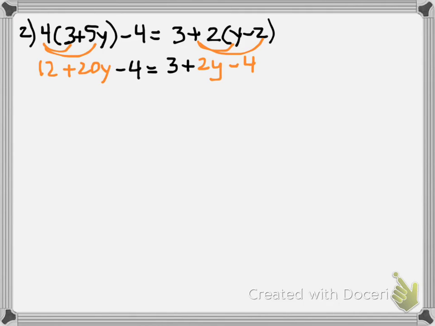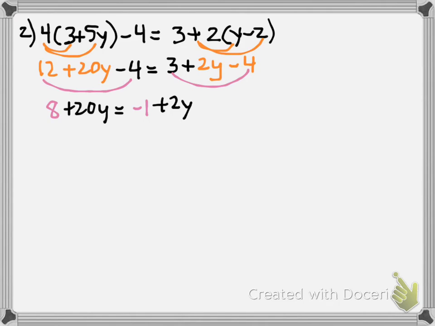Now I do have like terms per side, and so I'm going to combine them up. And I've got, again, constants, so 12 take away 4 is going to give me 8. And then I have plus 20y equals, and again, we have constants. 3 take away 4 is a negative 1 plus 2y.